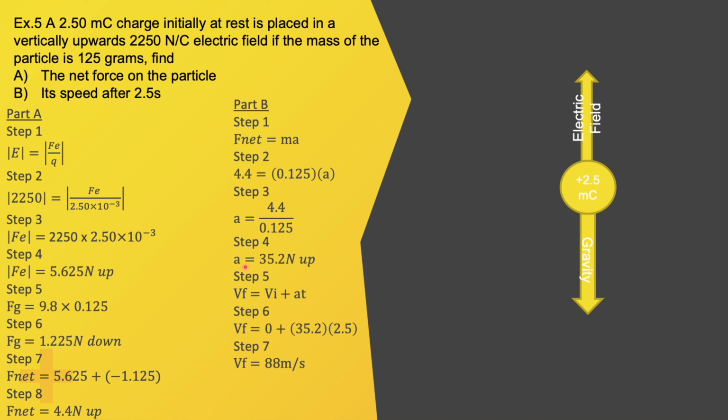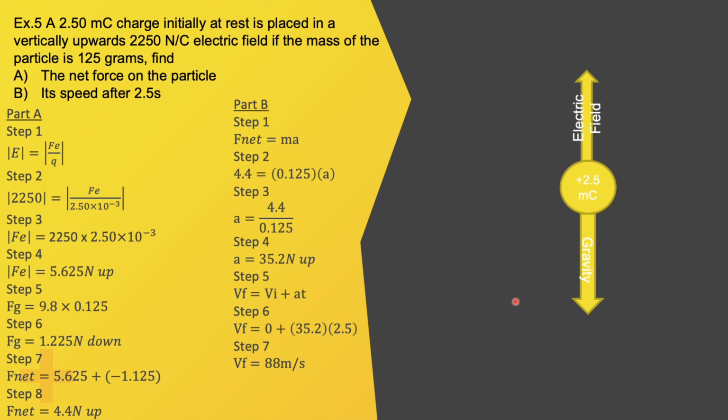Now we are going to try to find its speed after the 2.5 seconds. Due to us knowing Fnet, we can now use Fnet equals ma. So we plug in our numbers. 4.4 equals 0.125, which is our mass, times acceleration. And we isolate for acceleration, causing us to do 4.4 divided by 0.125, which leads us to find our acceleration is equal to 35.2 newtons upwards.